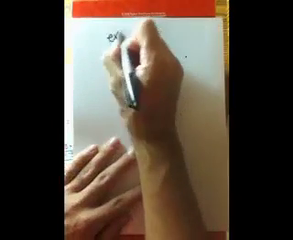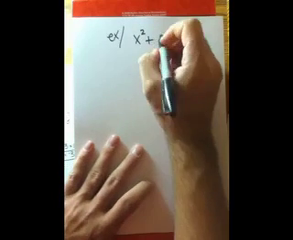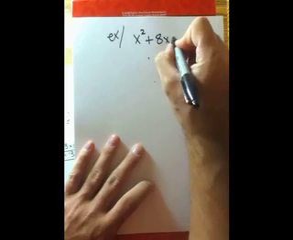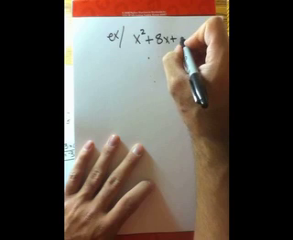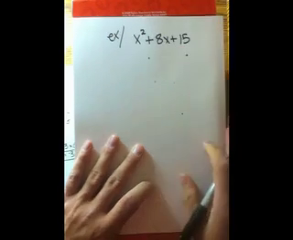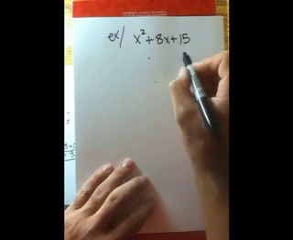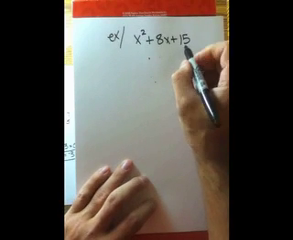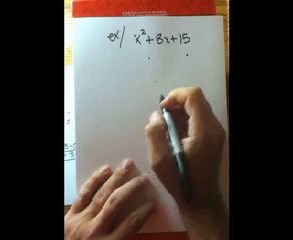Let's practice with one more before I let you guys go. Alright, let's take for example this polynomial. x squared plus 8x plus 15. Okay. So, when we look at this and we say, how do we factor this? Well, let's look at the last term, because we have to find factors that would multiply to give us 15 and add to give us 8.